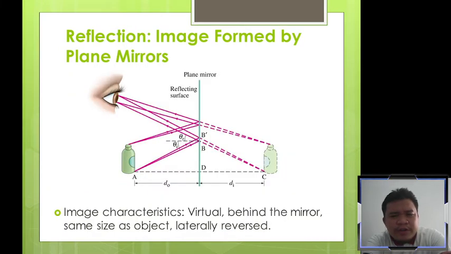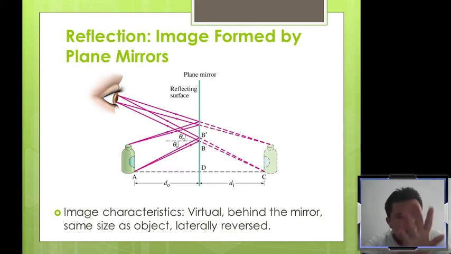The reflection of images in plane mirrors is very common in general because we use plane mirrors every day, and we often observe these image characteristics in plane mirrors. That is, the image is virtual. That means it's as if the image is just there inside the mirror or behind the mirror, and it has the same size as the object, and it's laterally reversed.